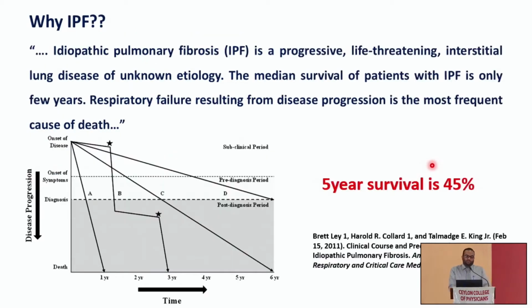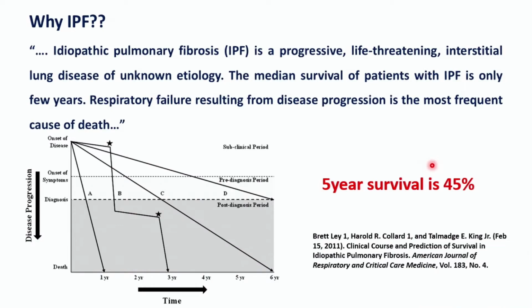So why do we talk about IPF? Idiopathic pulmonary fibrosis is a progressive, life-threatening interstitial lung disease of unknown etiology, and the median survival of patients with IPF is only a few years. Respiratory failure resulting from disease progression is the most frequent cause of death, and 5-year survival is about 45%. So it is less than most of the cancers we know. So if we diagnose idiopathic pulmonary fibrosis, we have to do the breaking bad news and lay out the management plan, including the end-of-life care.